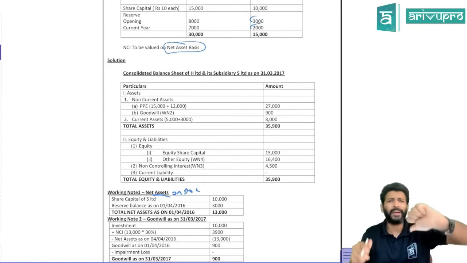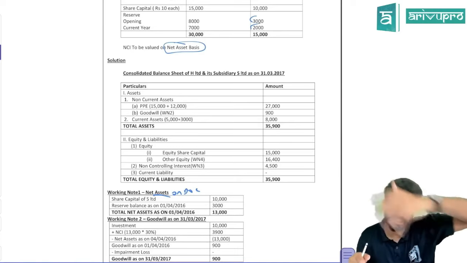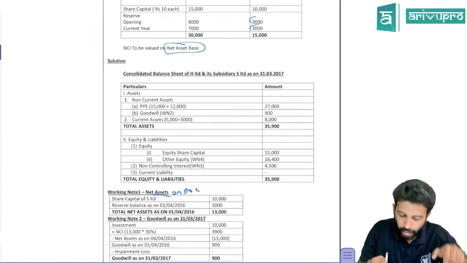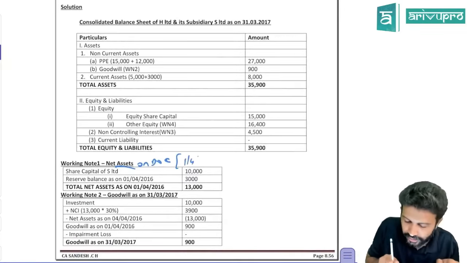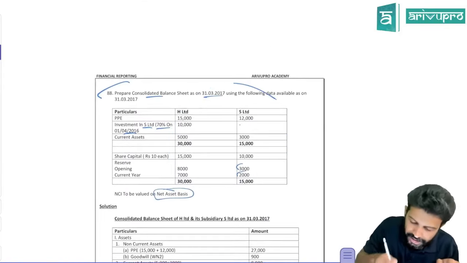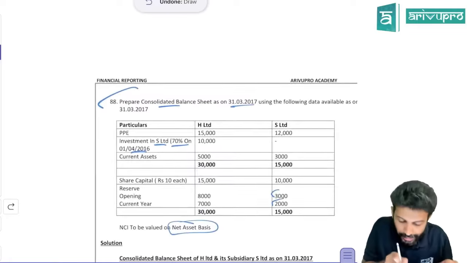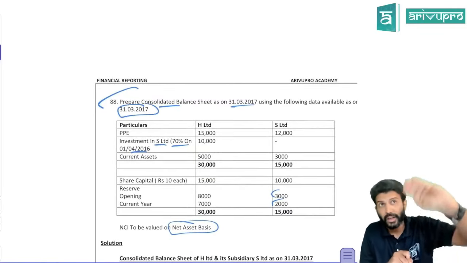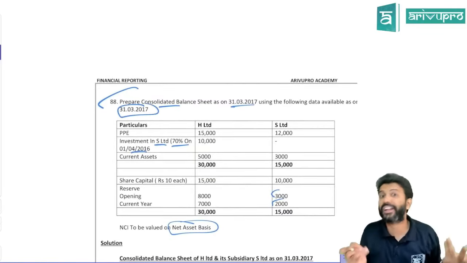All the assets you have minus non-current liability, current liability if you have, you deduct it. You'll get net assets. But the problem is we want net assets on the date of control, and the date of control here is 1st April 2016. Do you know the balance sheet on 1st April 2016? No. This is the balance sheet as on 31st March 2017. We need 1 year before data, which is not given in the problem.